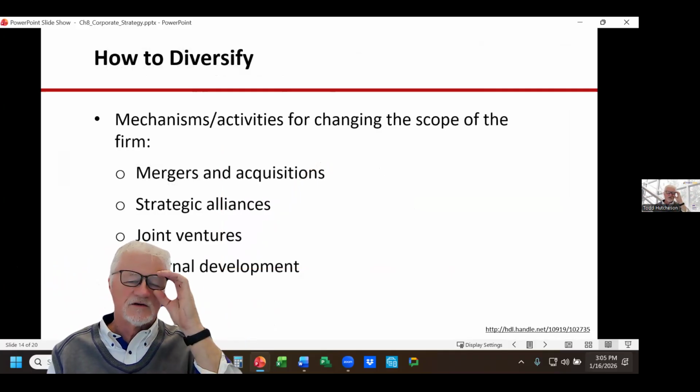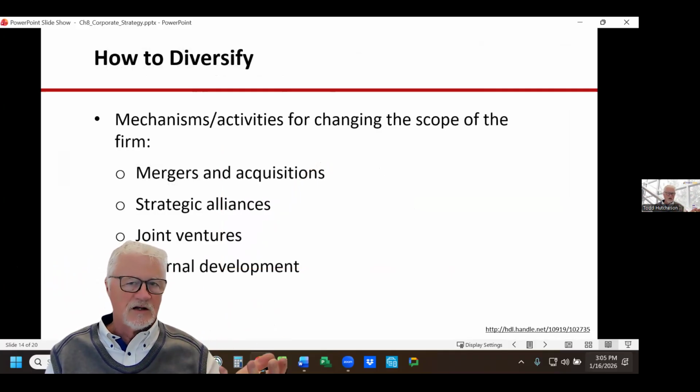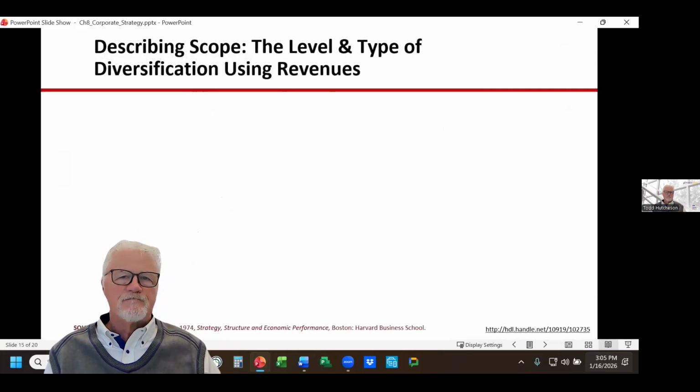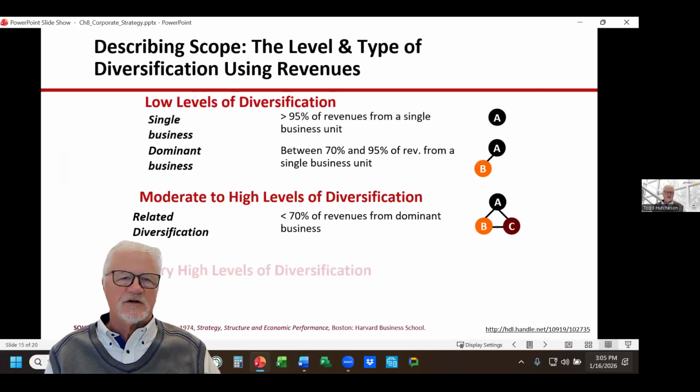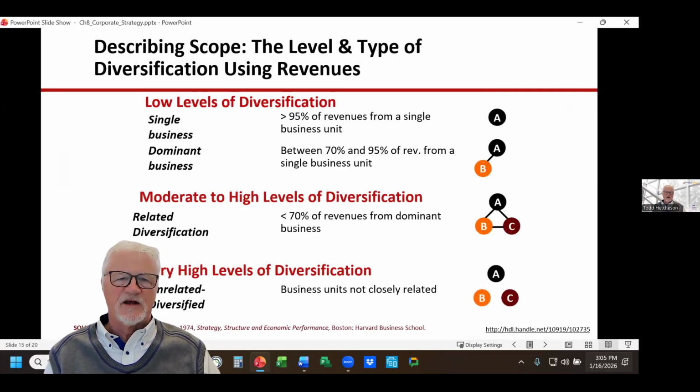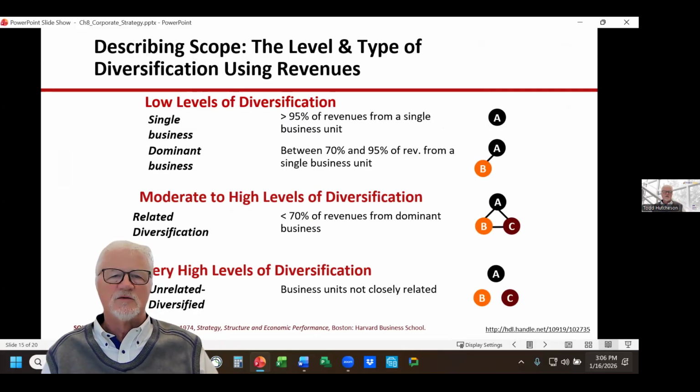There are several ways we can diversify. Mergers and acquisitions we hear about a lot, alliances, partnerships, joint ventures, as well as internal development, changing the scope of the firm. There are some different types that we can look at: low levels of diversification, moderate to high levels, and very high levels. Low levels of diversification might be inside a single business. We might get greater than 95% of our revenues from a single business unit. We're not very diversified. We might have a dominant business, so between 70 and 90% of our revenues come from a single business unit, but it's still not very diversified.